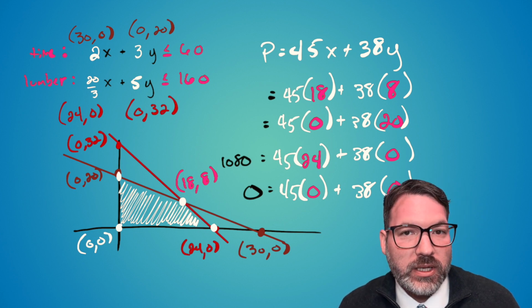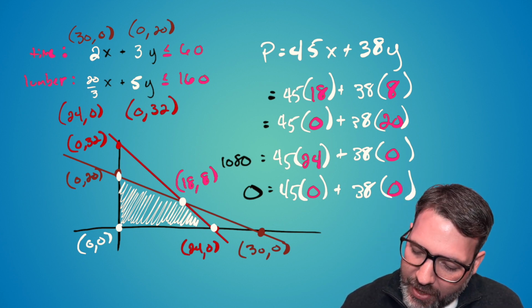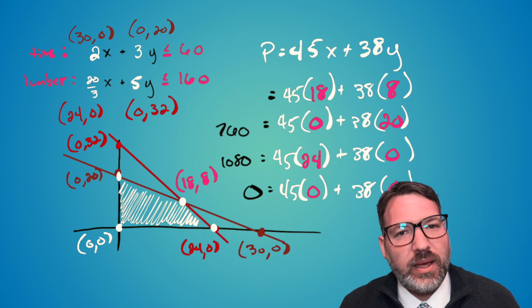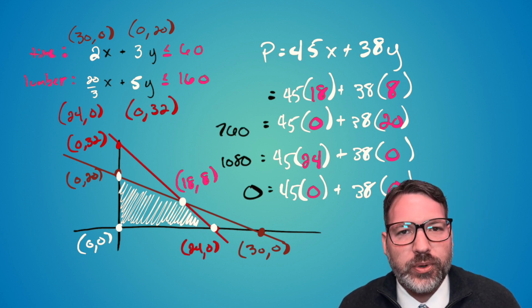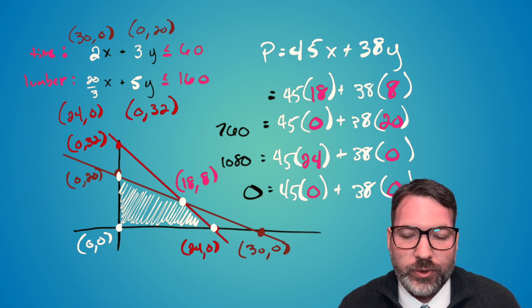Pretty good, over $1,000. 45 times 0 plus 38 times 20 is only $760. That makes good sense. Our chairs are less profitable and they take a lot more of our resources, so making a bunch of chairs isn't really a great idea here.